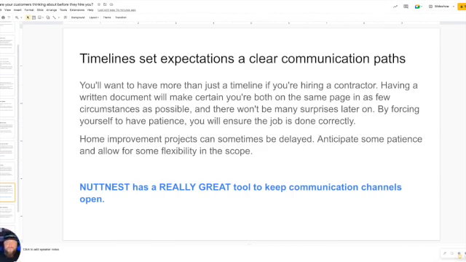I've said it a few slides back. If you want to have more than just a timeline, if you're hiring a contractor, you want to know what's going on, you want written documentation, you want to know what the process is, if there's a draw schedule. Sometimes the project can be delayed. Set the expectations up with the customer first.